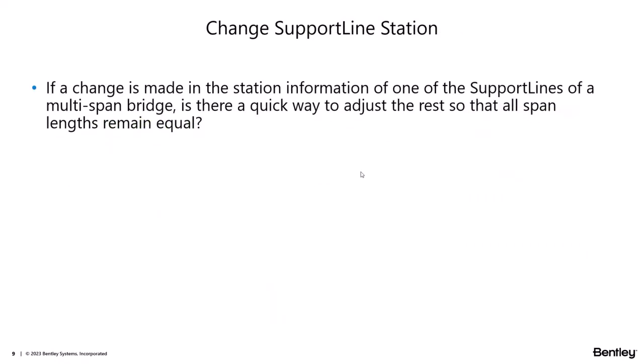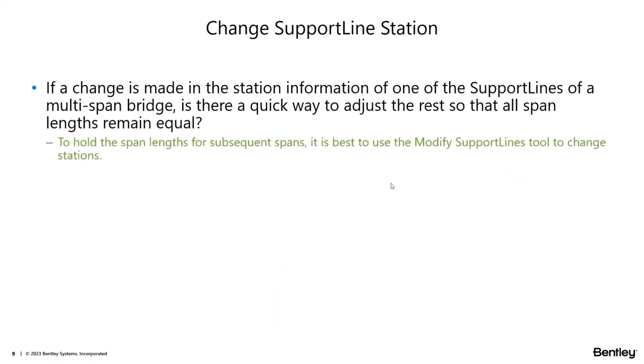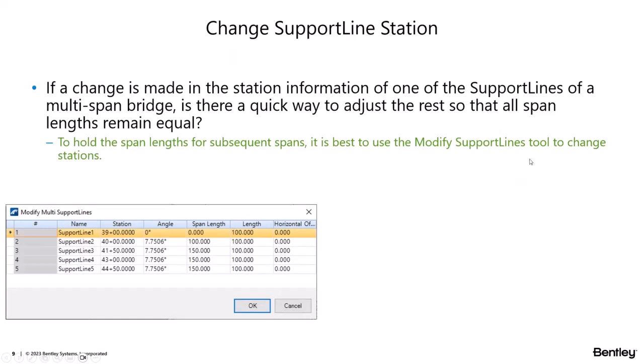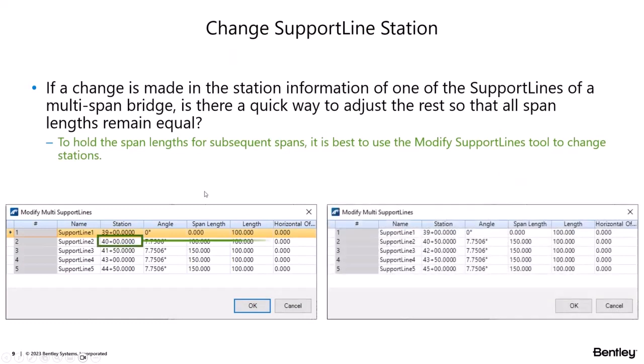All right, what happens if you want to change the station of one of the support lines? Is there a quick way to adjust everything else? Yes. So assuming you're holding all those span lengths and everything, the Modify Support Line tool is going to make this pretty easy for you. So you'll open up Modify Support Lines. It'll show you the current station, the angle, the span length, and the length of each individual support line.